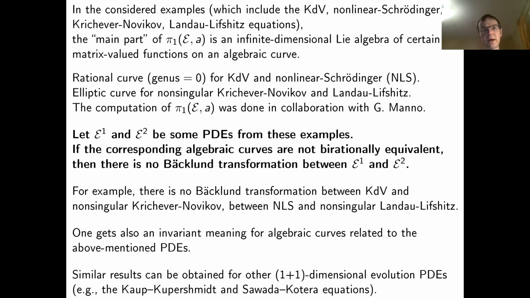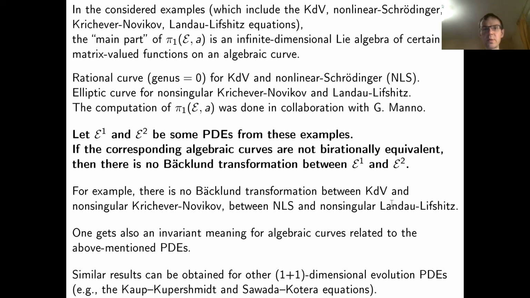which I find quite interesting. Let E1 and E2 be some PDEs from those examples. As I said above, we get some algebraic curves related to those PDEs, related in an invariant way. Then the following statement is valid. So we consider two PDEs. If the corresponding algebraic curves are not birationally equivalent, then there is no Bäcklund transformation between E1 and E2. So the statement is valid for all those examples.